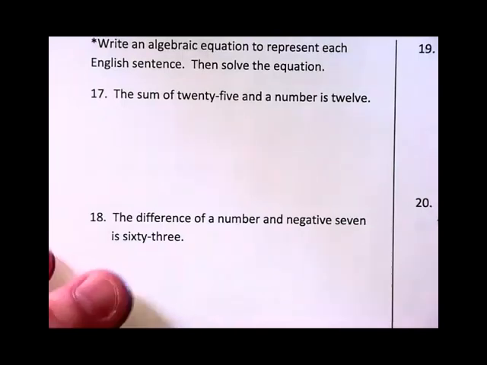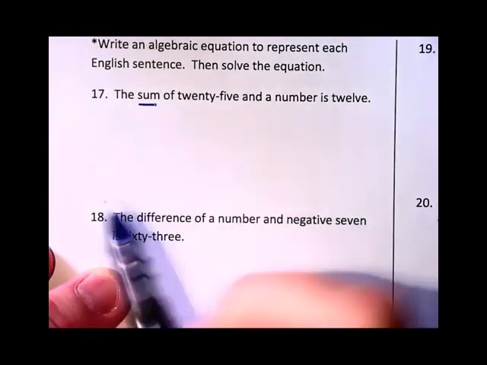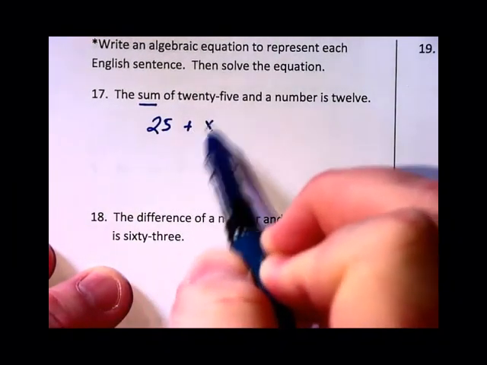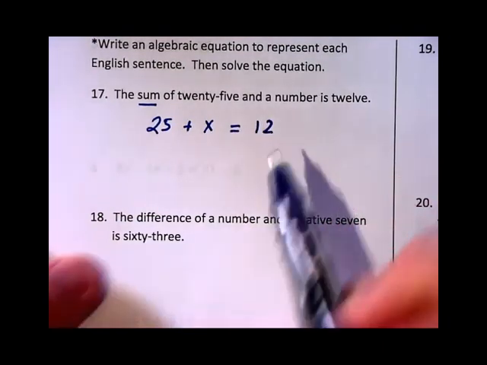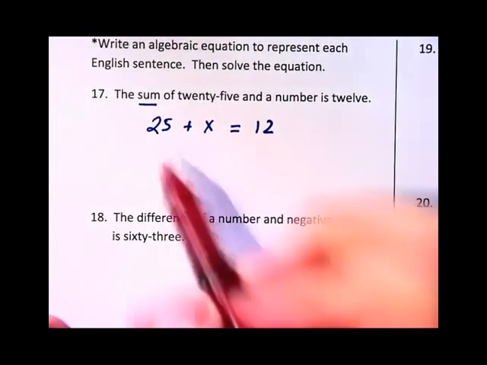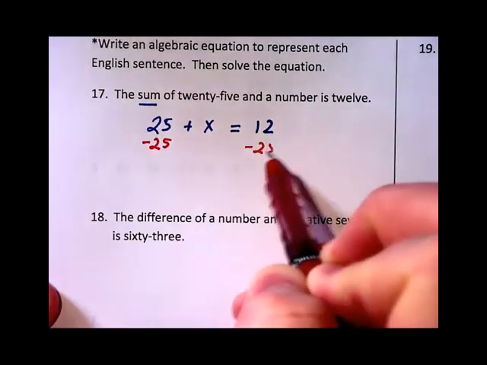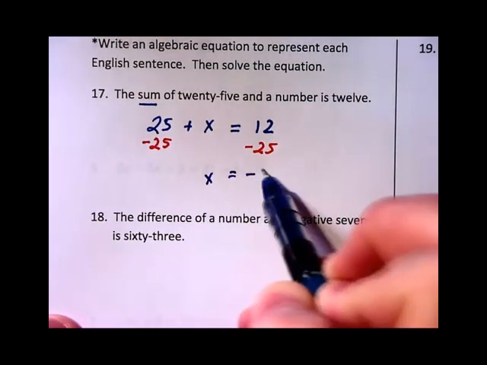Now we move on to some simple word problems. The sum, that stands for addition, of 25 and a number, which I'll label x, is 12. Is always turns into an equal sign. There's our equation. This is nothing to be afraid of. Subtracting 25 on each side of this equation then gives us x equals negative 13.